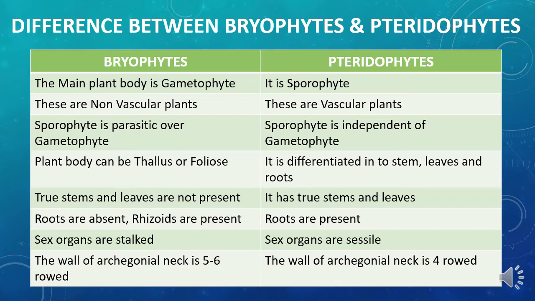Plant body can be thallus or foliose in bryophytes, whereas pteridophytes have a well differentiated stem, leaves and roots. In bryophytes, true stems and leaves are not present, whereas in pteridophytes, true stems and leaves are present. Roots are absent and rhizoids are present in bryophytes. Rhizoids are root-like hairy structures, whereas in pteridophytes, roots are present. Sex organs are stalked in bryophytes, whereas sex organs are sessile in pteridophytes. The wall of the archegonial neck has 5 to 6 rows in bryophytes, whereas the wall of the archegonial neck has 4 rows in pteridophytes.